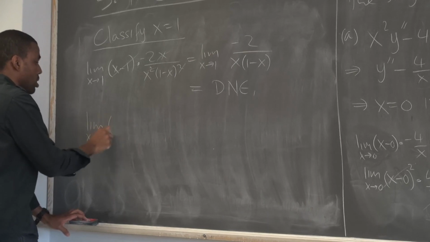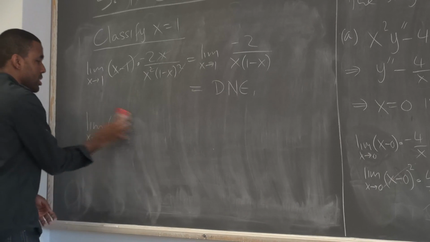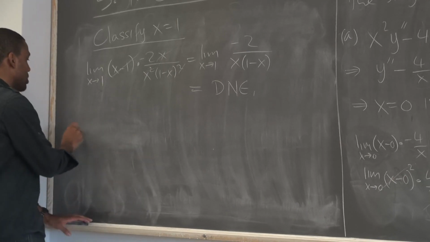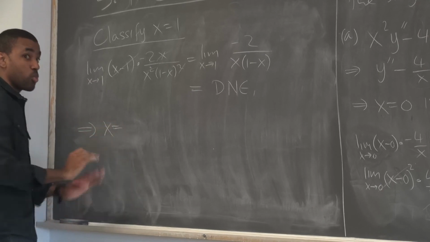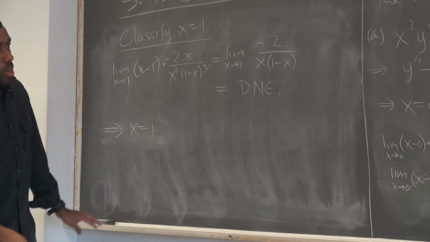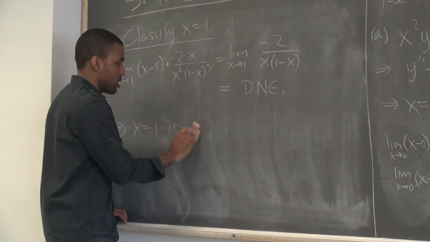We don't even need to do the other limit, right? Because they both have to exist to be regular. So we can just stop now. As long as one messes up, it's all or nothing. So x equals 1 is an irregular singular point.